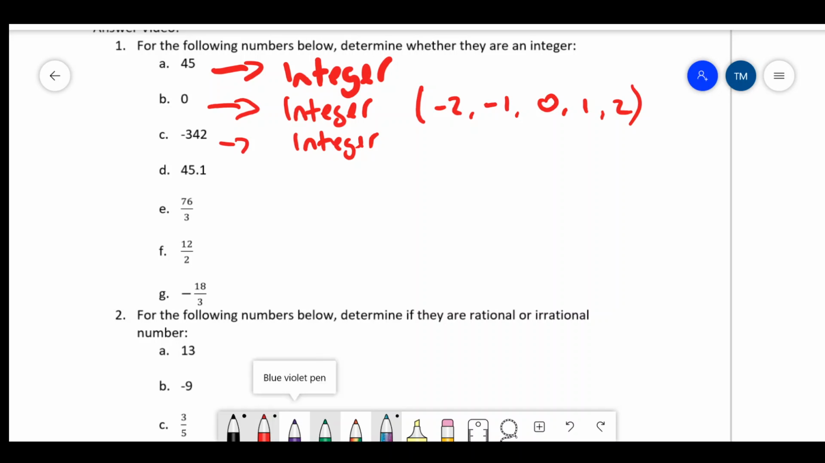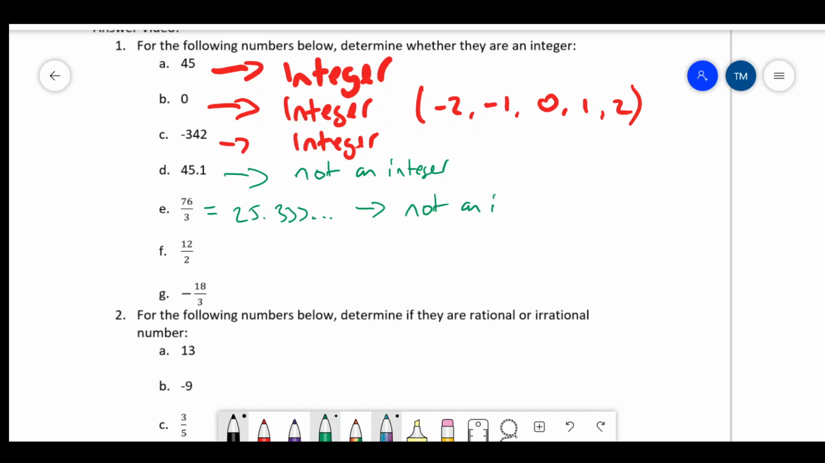And talking about decimal points, we have an example here. 45.1 is not an integer, as it's got a decimal place. We have 76 divided by 3. If you plug this into your calculator, you should have 25.333 recurring. This is not an integer as well because the result is a decimal.